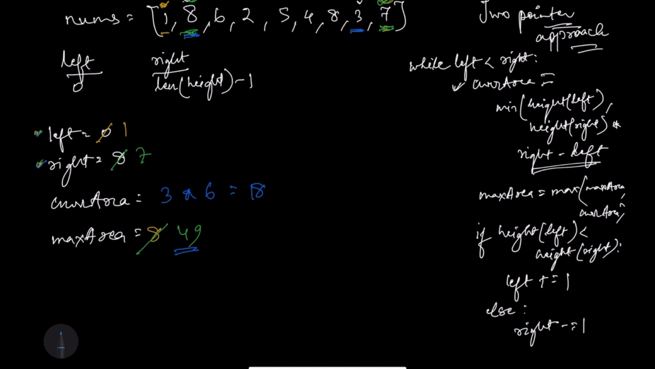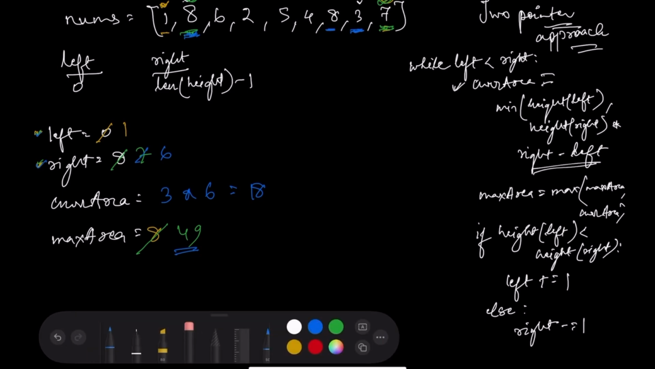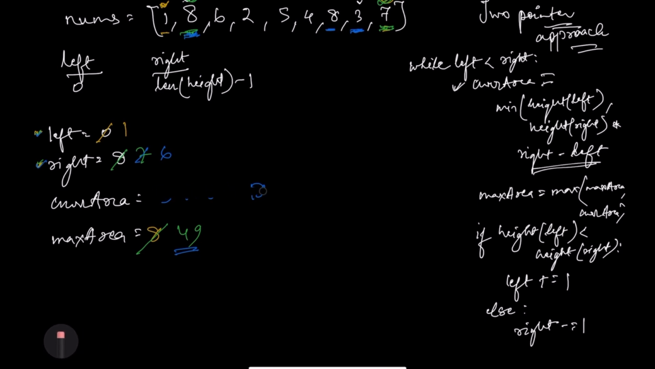Then we will see if our 3 is small or 8 is small. As our 3 is small, so we will move inward. So our right will move inwards. So now we have got 6th position, which is here. So as we are here, we will again compute our current area.